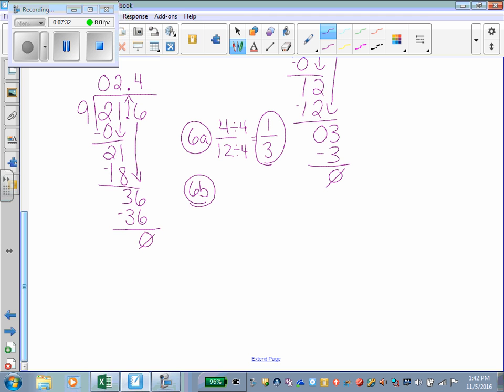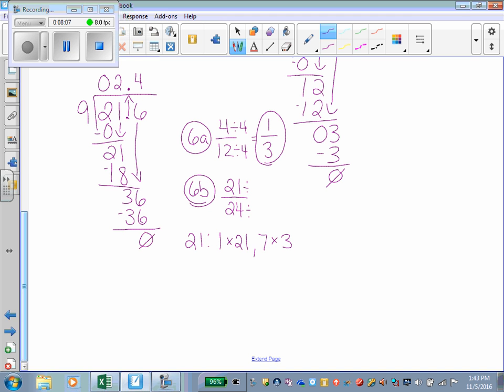6b, you have 21 over 24. So you have to think about your multiples, your multiplication facts. What number times another number will equal 21 and 24? And remember, it has to be the same number. Well, I know that 21 can be made with 1 and 21. So if I can write this out, you have 1 times 21 makes 21. And you also have 7 times 3 makes 21.